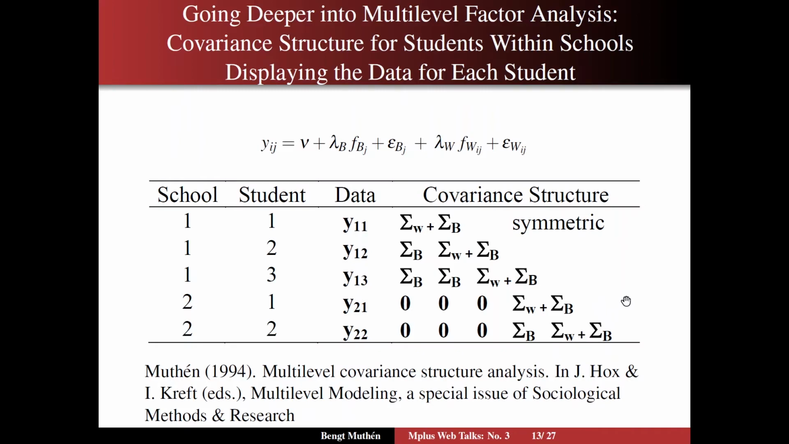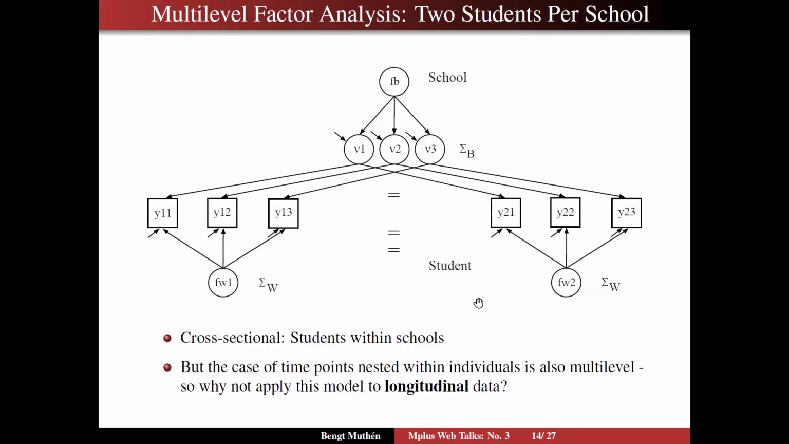Now, what does this model mean then, and how should we look at it? Well, it's interesting. We can show it in a very simple fashion in the model diagram on slide 14. Here we consider the simpler case of 2 students for each of the schools. So here is student 1 and here is student 2. We have sigma w for each of the students, same sigma w, and we have sigma b that the students have in common. So the observations on these 3 variables and these 3 variables are correlated because they're influenced by the same school random intercepts.